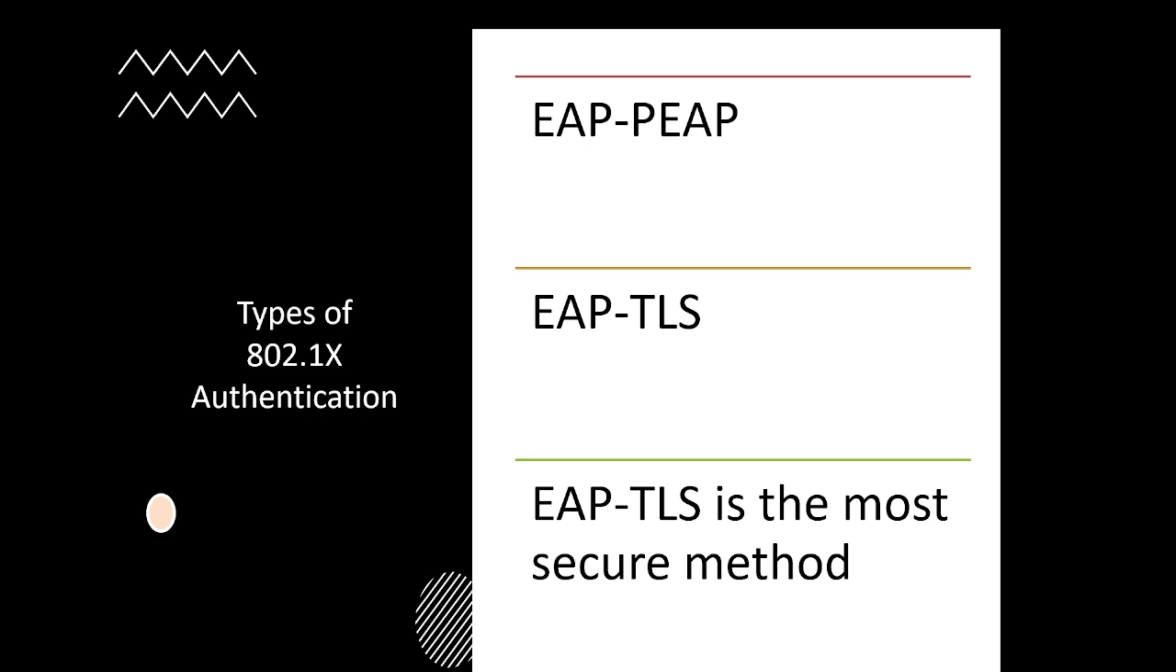Common methods are PEAP and EAP-TLS. Nowadays EAP-TLS is more secure because it is certificate-based authentication, and no password is required. Where is 802.1x used? 802.1x is used in corporate offices, banking networks, hospitals, government organizations, enterprise Wi-Fi, and secure LAN environments. Anywhere security is important, 802.1x is used.